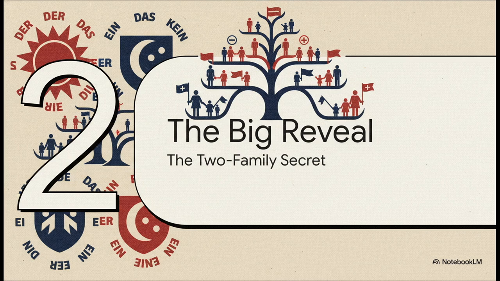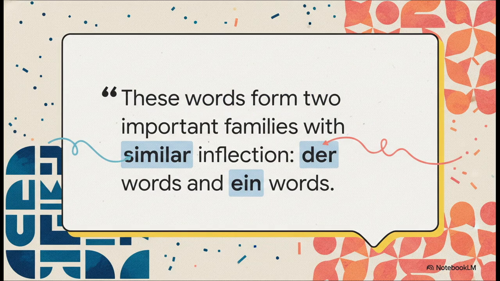Instead, I just want you to think about two families, just two. Seriously, this is the whole secret right here on this slide. All those other confusing words, dieser, mein, kein, think of them as just followers. They're not the leaders. They don't get to make their own rules. They just copy one of two family bosses, der or ein. Once you figure out which family a word belongs to, you know exactly how it's going to act.